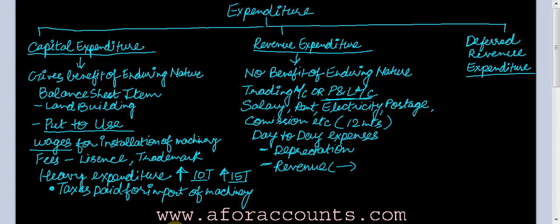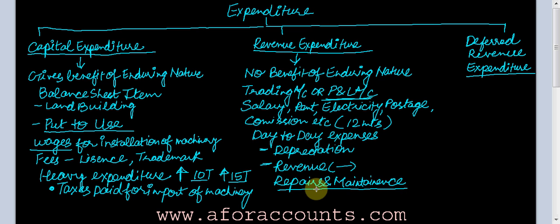But the general repairs of the machinery are revenue. Repairs and maintenance of machinery to keep it in the current working condition. See, this is important. To keep it in current working condition, the repairs and maintenance has to be a revenue expenditure and debited to P&L.